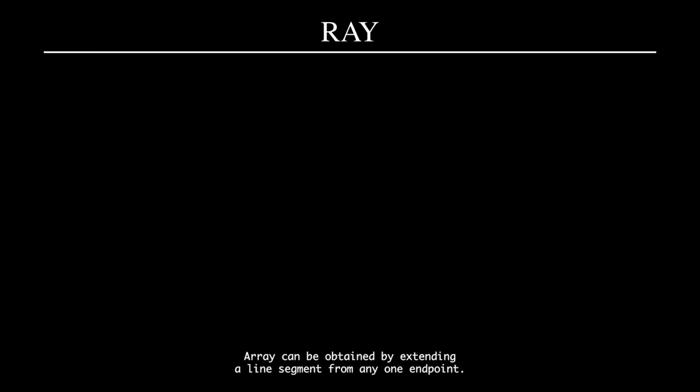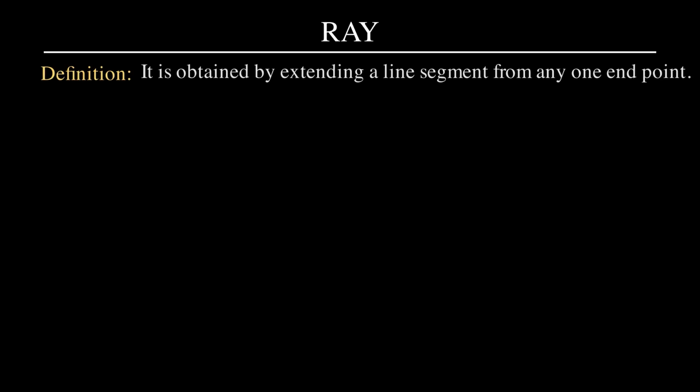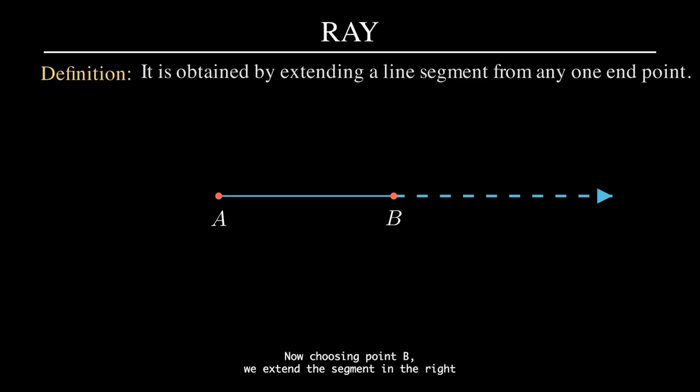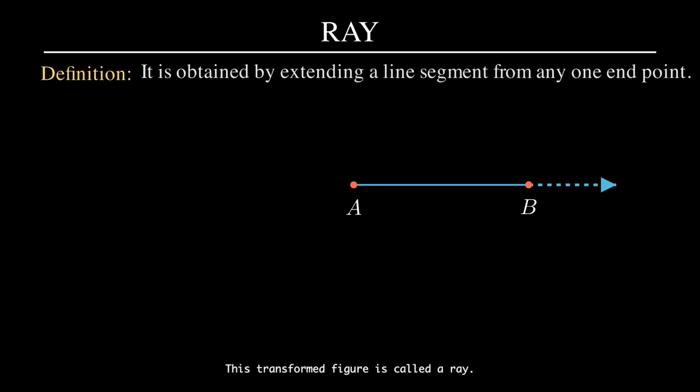Now, let us learn what a ray is. A ray can be obtained by extending a line segment from any one endpoint. Suppose we have a line segment AB. Now, choosing point B, we extend the segment in the right direction to any length. This transformed figure is called a ray.